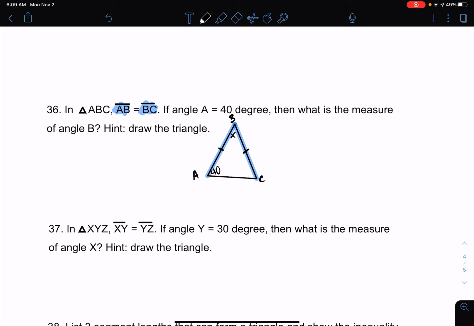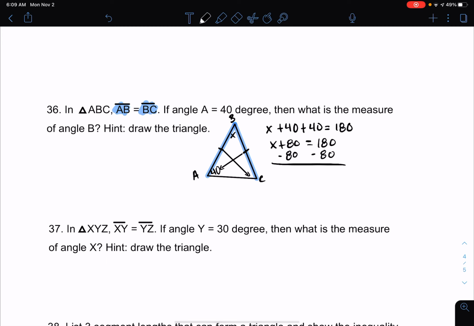Okay, well, if you guys remember, we just talked about this. If the two blue sides are the same, then the angles that are opposite those are also the same. So if this guy is 40, then the other guy is also 40. So we have x plus 40 plus 40 equals 180. So x plus 80 equals 180. Subtract 80. Get x is equal to 100. And there you go. X is equal to 100.